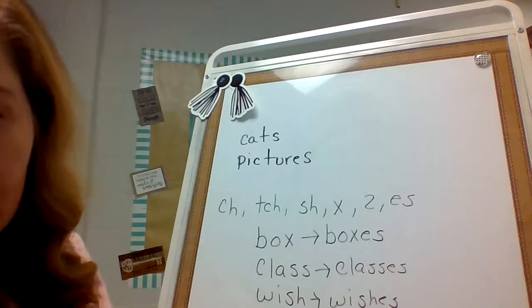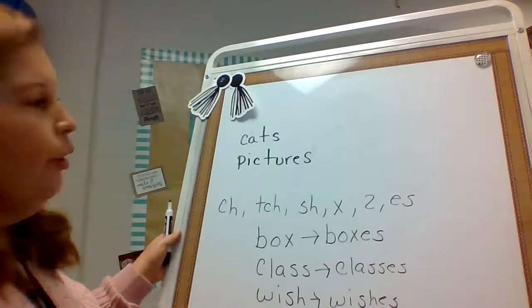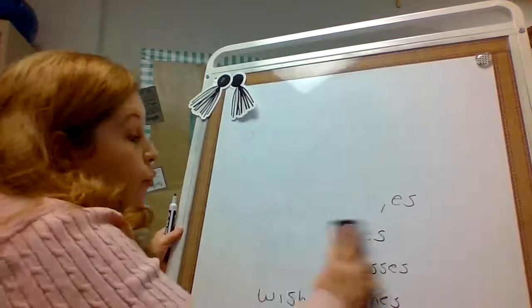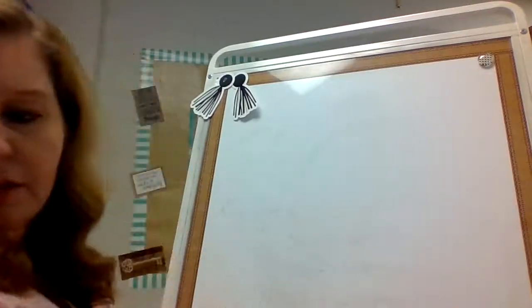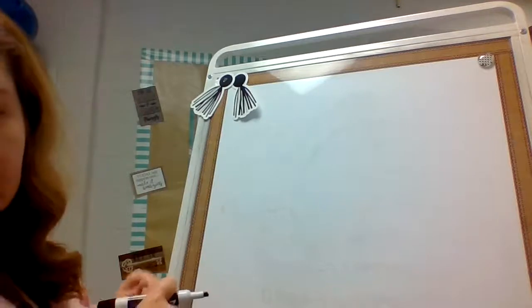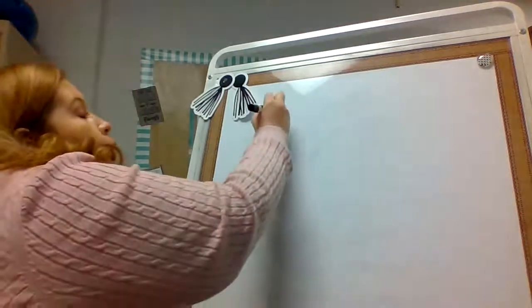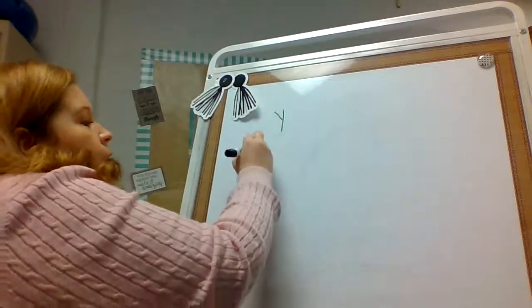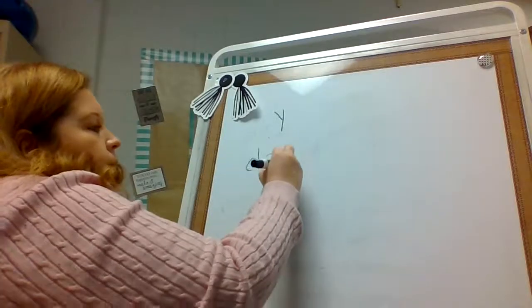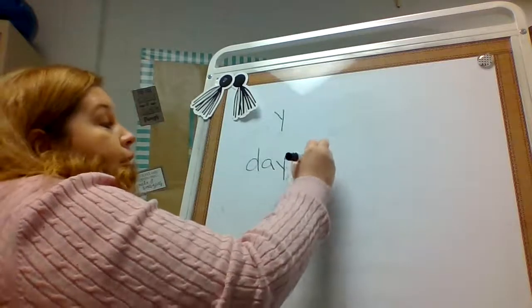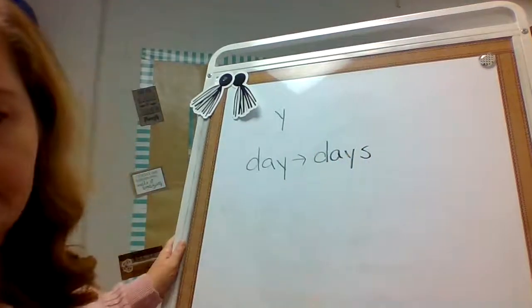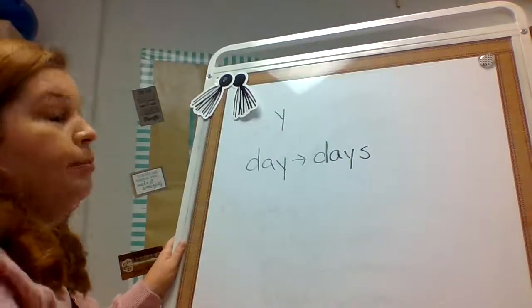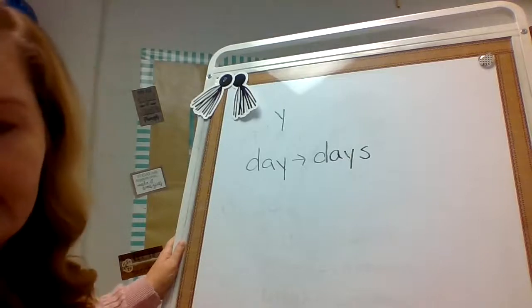All right. If a word, and there's lots of rules, but don't worry, I'm going to give you a little cheat sheet on these. If a word ends in a Y, like the word day, okay, you're just going to add an S to make it days. Okay. Boy would be boys. You're just going to add an S.